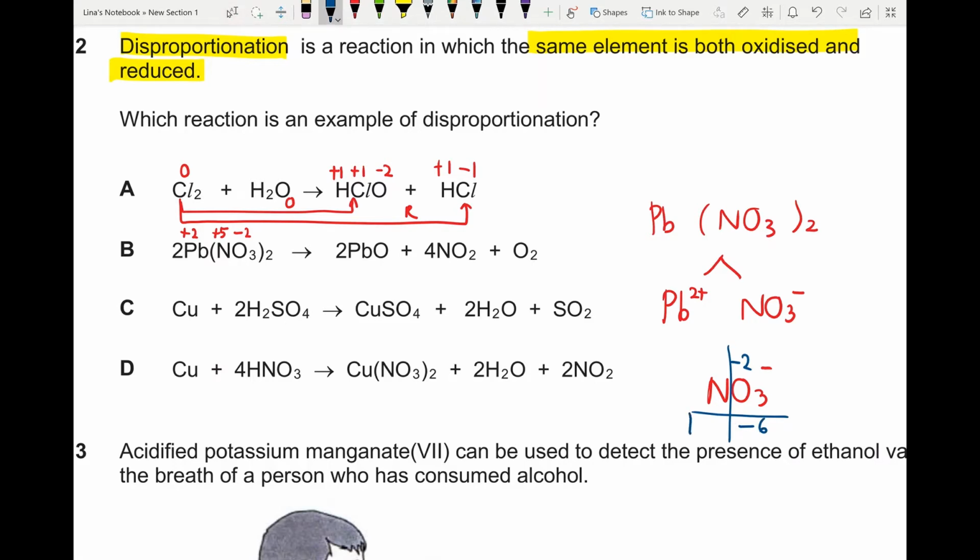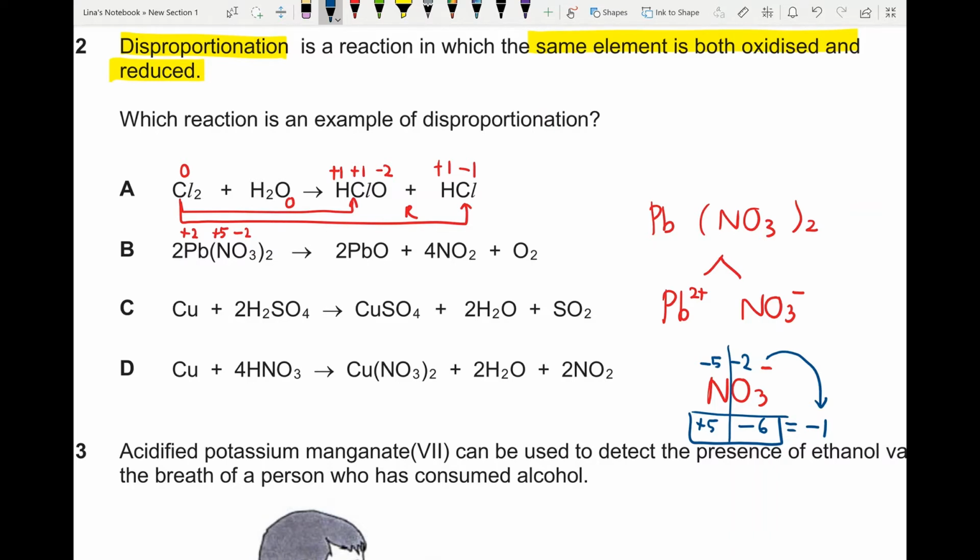On the left must be how many to get a total of -1? I get -1 from this charge, because this is an ion. An ion has a charge. So that charge is the total oxidation number. Well, -6 plus 5 gives you -1. So that's how I get an oxidation number of +5 for nitrogen.